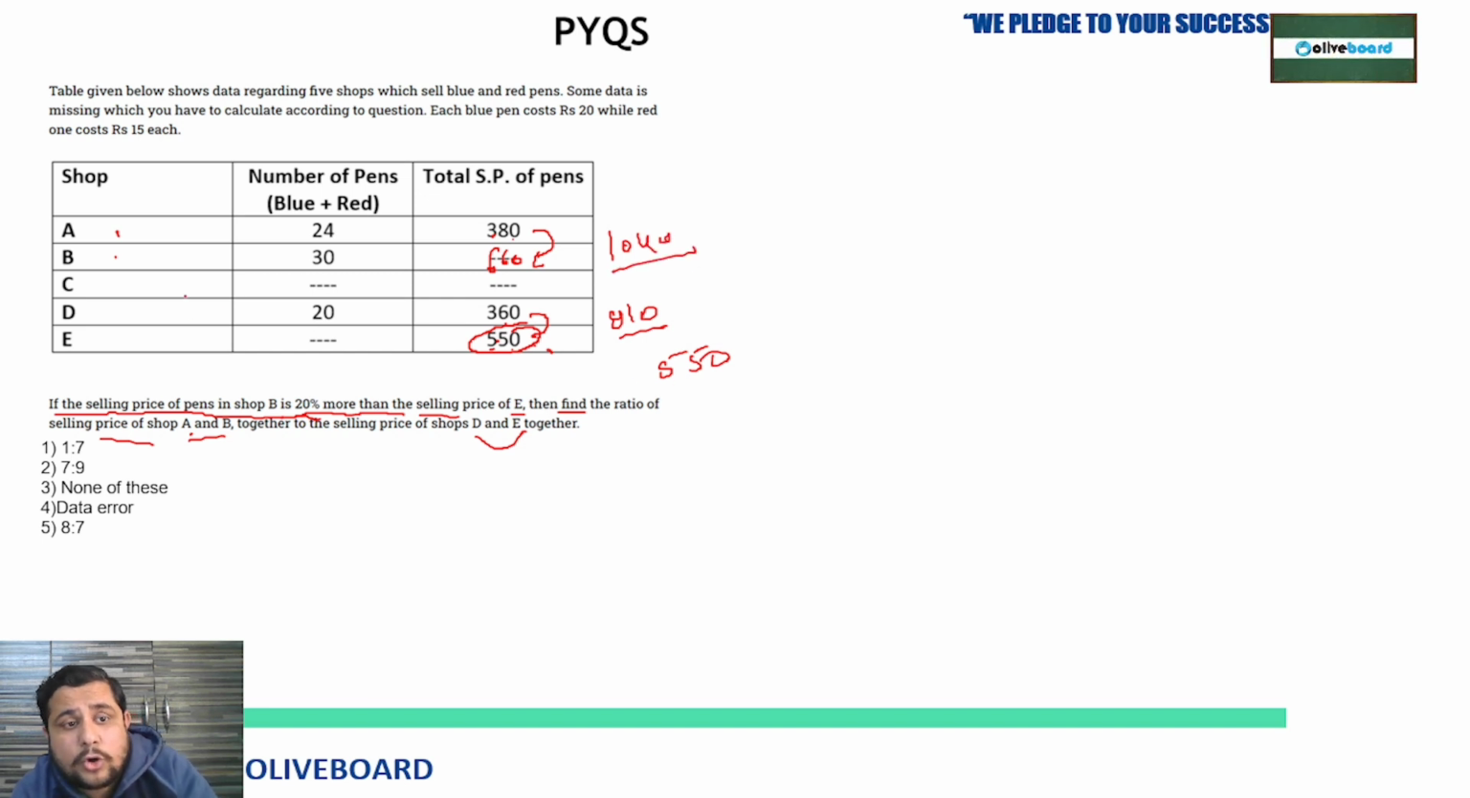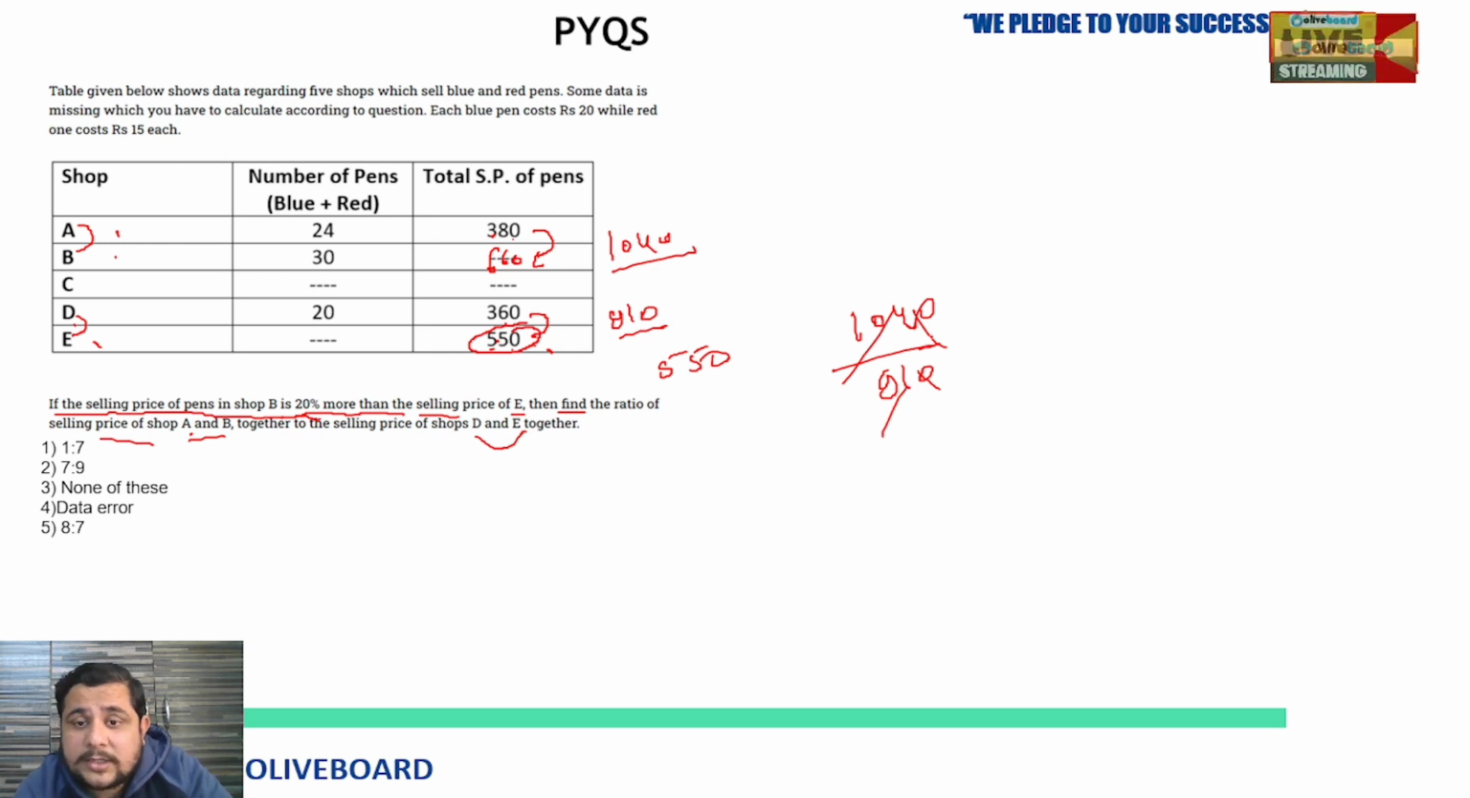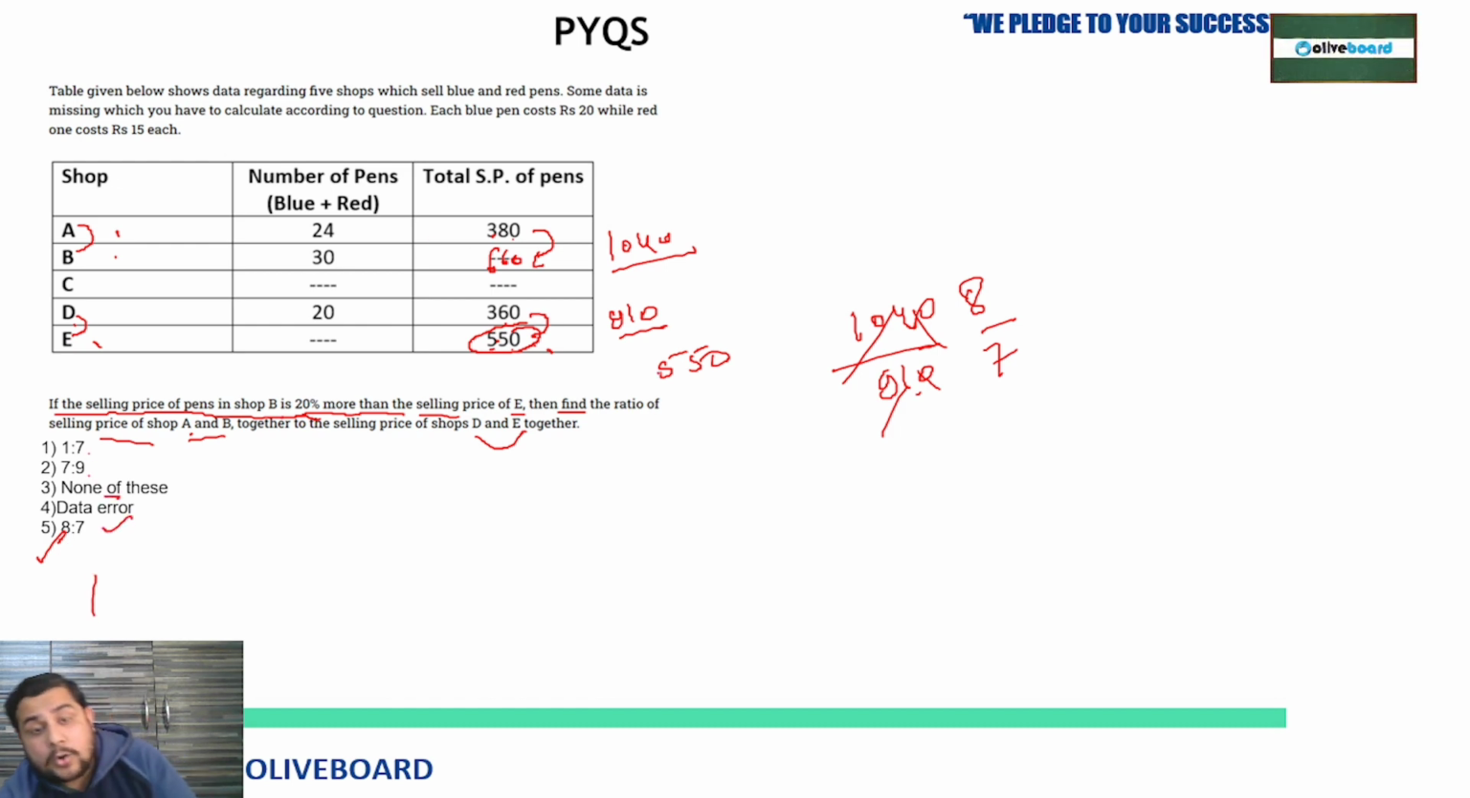Now the ratio of the selling price of A and B together and D and E together. So that would be 1040 to 910, 0 to 0 cancel, then cancel by 13. 13 8s are 104, 13 7s are 91. So 8 is to 7, and you would go with option fifth, but it is not correct. Why? We have followed the given condition. Just go through the data: 1 is to 7, 7 is to 9. None of these data has an error. So maybe a data error is also possible here.